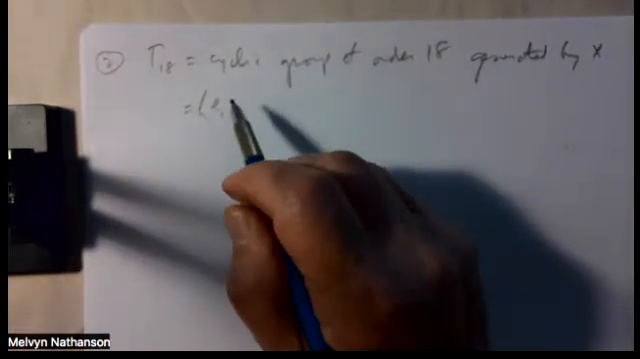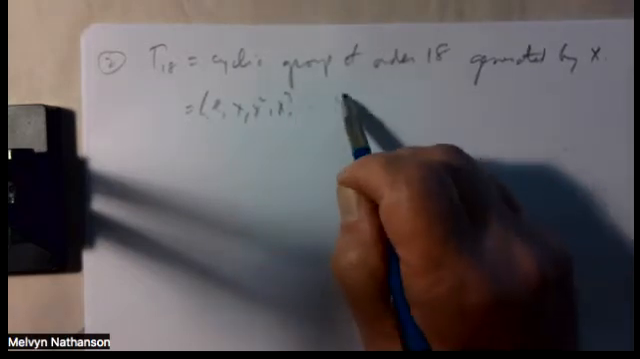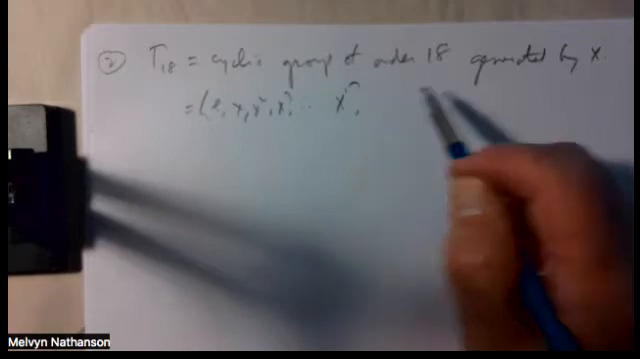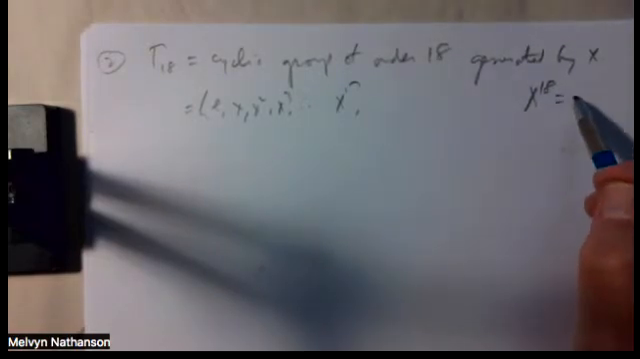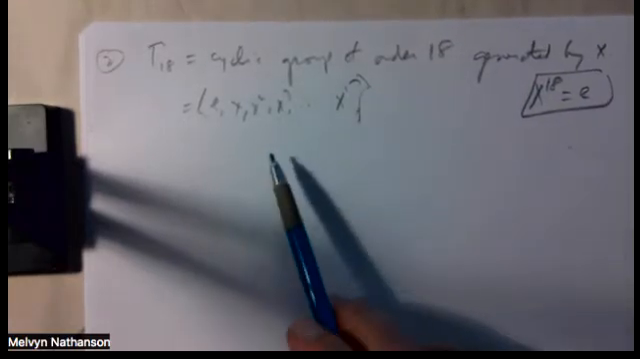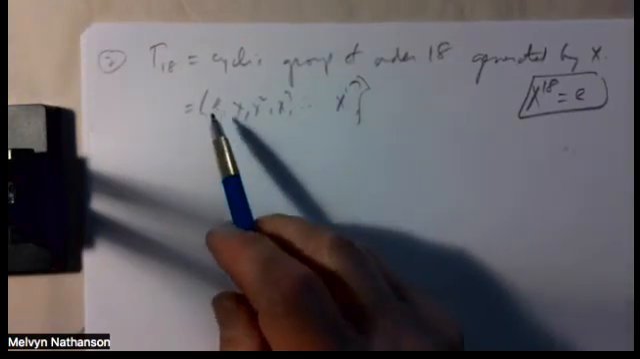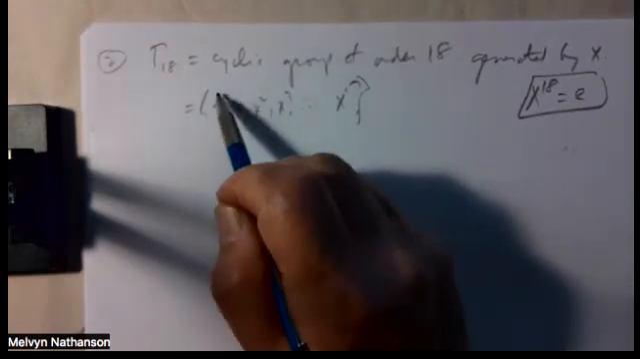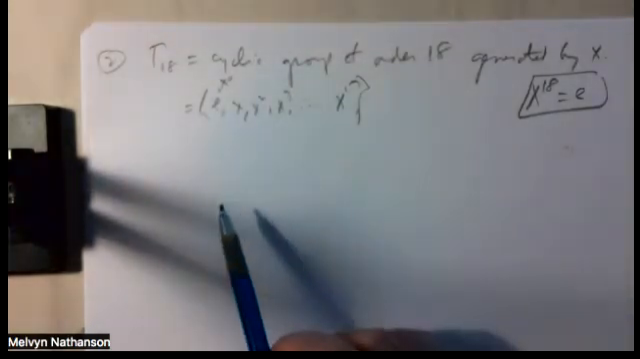So it means we have all powers of X, and they keep going, but in the cyclic group of order 18, x to the 18th power is the identity. So you have exactly 18 different elements in this group: the identity, which is like x to the 0, up to x to the 18th. So what's the order of x cubed?